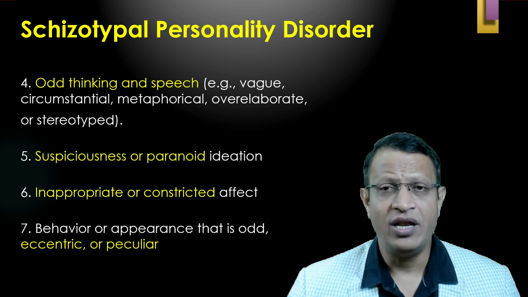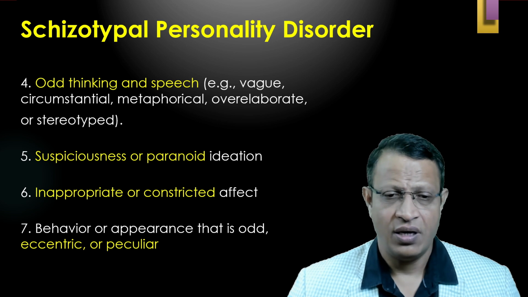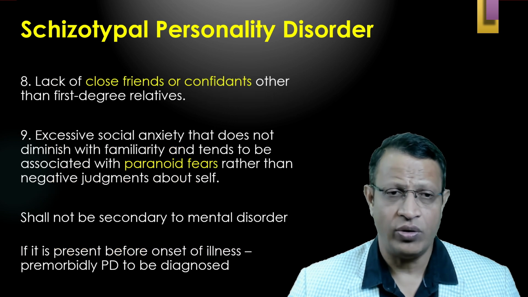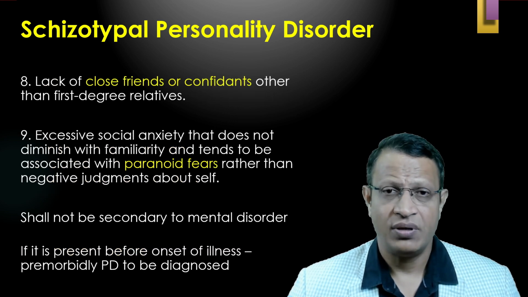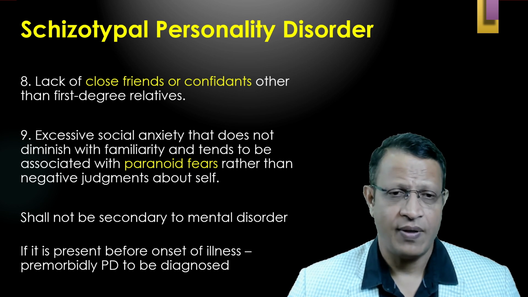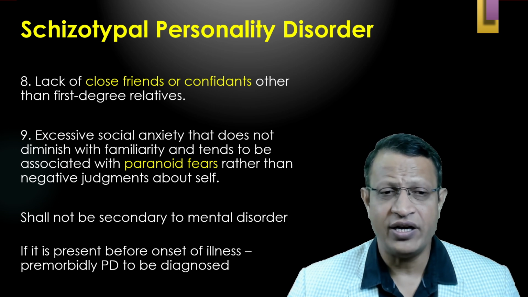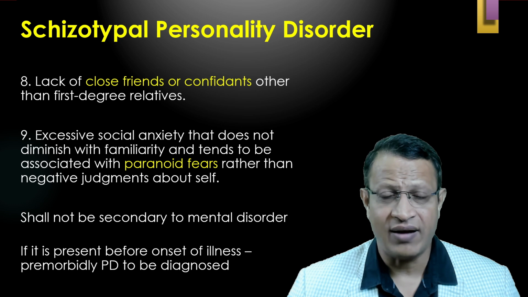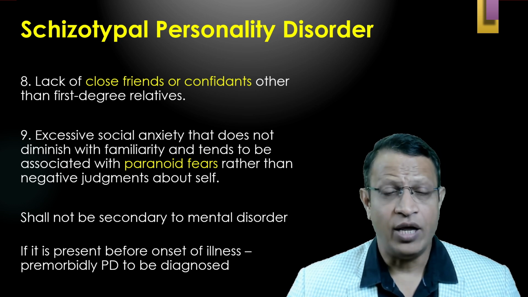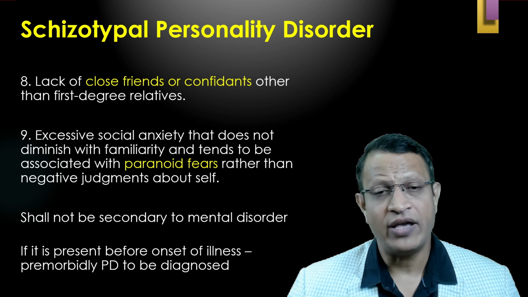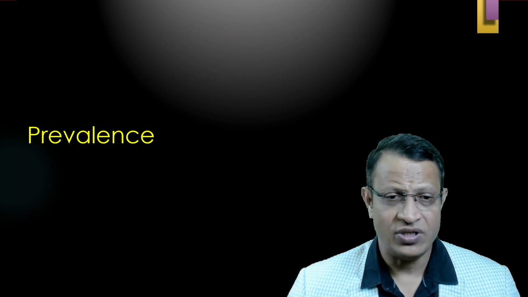They will also have inappropriate or constricted affect. Behavior or appearance that is odd, eccentric, or peculiar can also be noted. They lack close friends and confiding relationships. They have excessive social anxiety that does not diminish with familiarity and tends to be associated with paranoid ideas rather than negative judgments about oneself. And the above symptoms shall not be directly because of any mental disorder. If there is a mental disorder, and if you are able to diagnose the schizotypal personality disorder before the onset of illness, a comorbid diagnosis can be made.